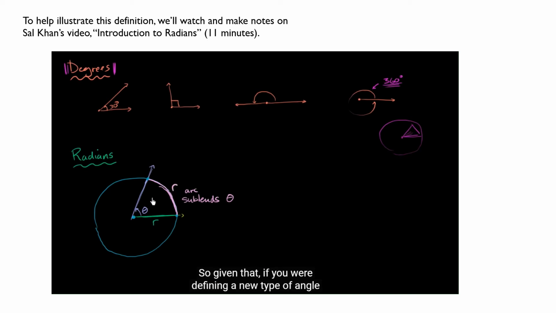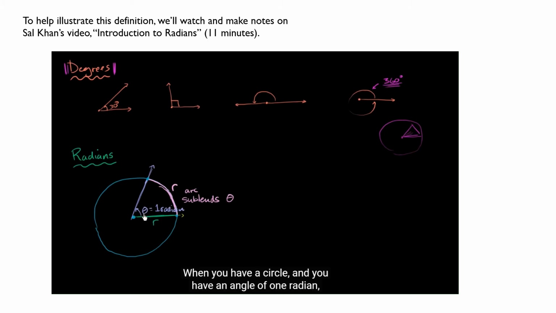So given that, if you were defining a new type of angle measurement, and you wanted to call it a radian, which is very close to a radius, how many radians would you define this angle to be? Well, the most obvious one, if you view a radian as another way of saying radiuses, or I guess radii, well, you say, look, this is subtended by an arc of 1 radius, so why don't we call this right over here 1 radian? Which is exactly how a radian is defined.